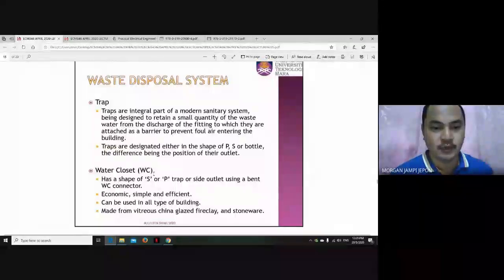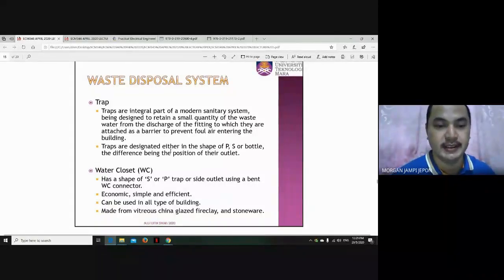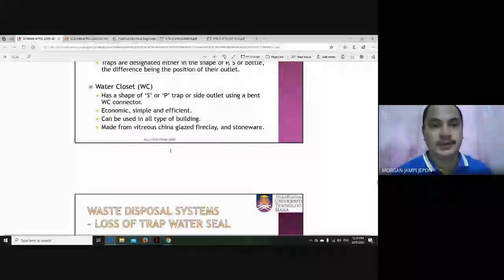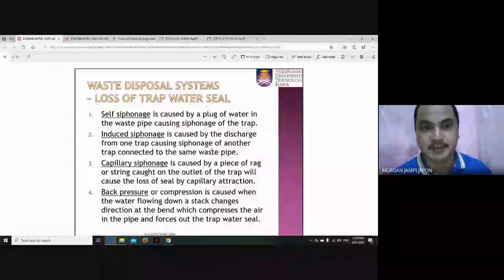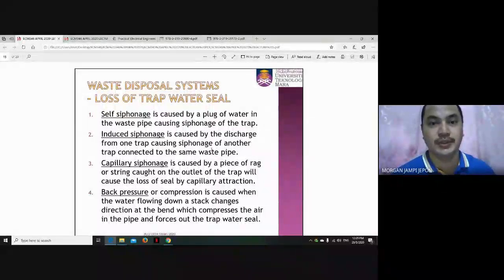Water closet could be S or P type. Okay, so remember WC stands for water closet. Right. So there is a problem with this waste disposal system in our water closet or in our trap.